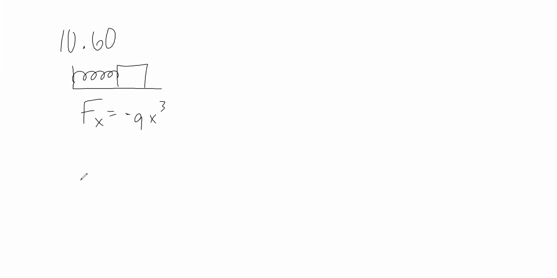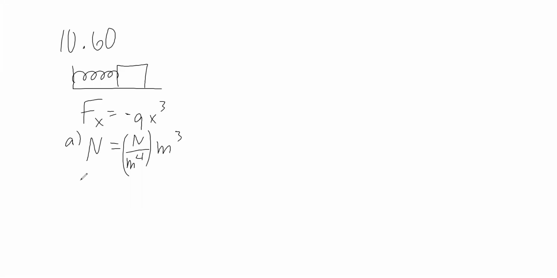So what are the units? Part A: well, we have newtons on the left, and we have meters cubed on the right. And so q has to be newtons per meter to the fourth, just so we're all on the same page with the units.